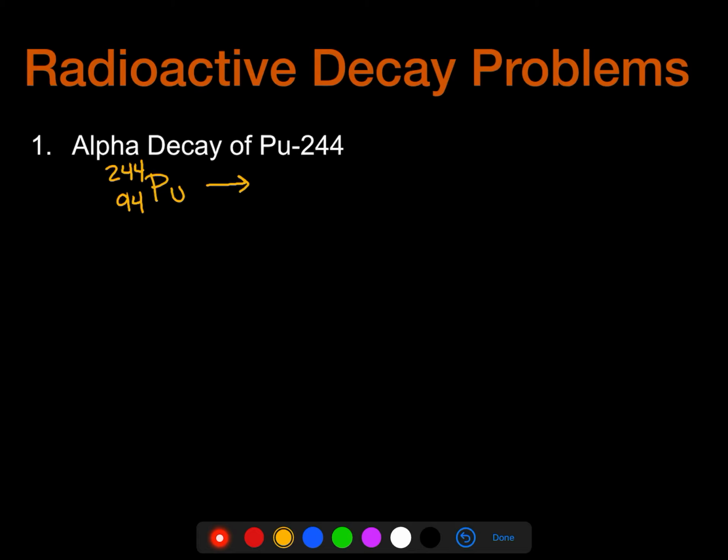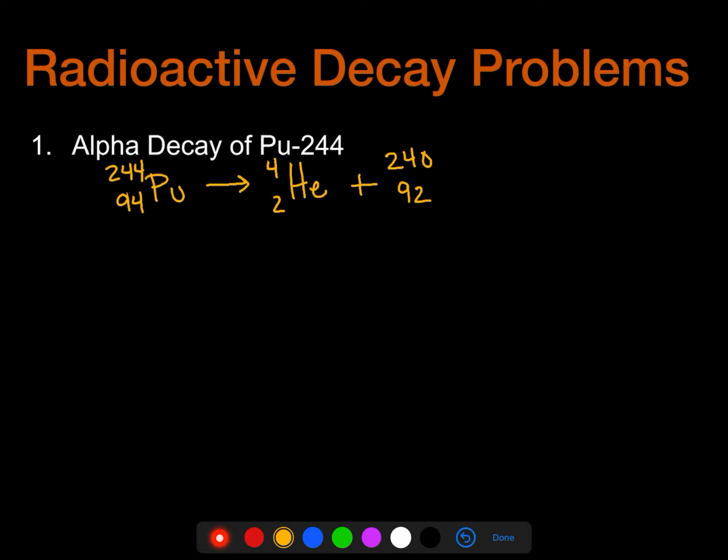And so when this changes, I always like to write the particle first. You don't have to, but I like to write it first. In this case, an alpha particle is going to be released. So there's my alpha particle, and that's come out of the plutonium, and so what's left over is going to have to be reduced by 2 for our protons, so it's going to be 92, and 4 for our mass, which is 240.